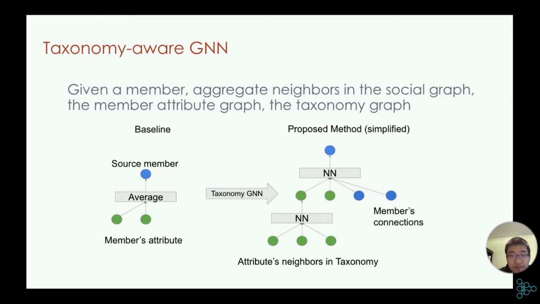As you see, we can combine the social graph, member attribute graph, and the taxonomy graph into a single joint graph. It's a single graph.